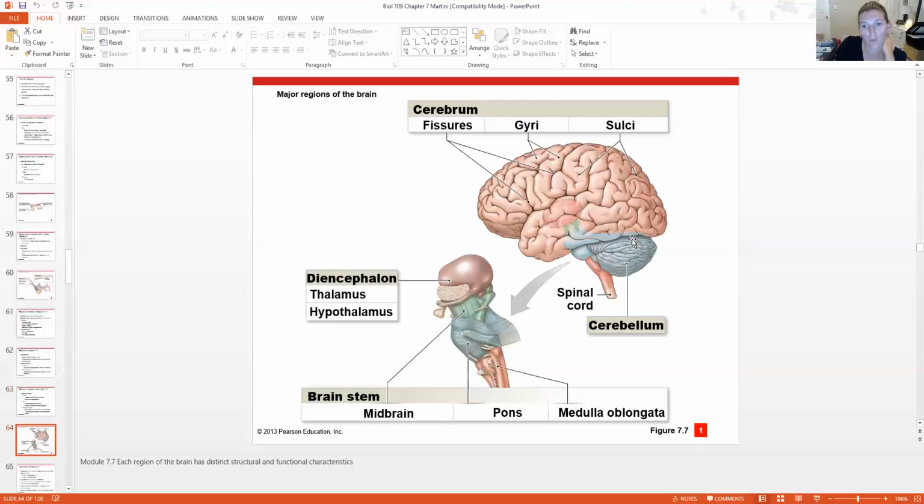Here's the cerebellum, that walnut-like structure, the spinal cord, medulla oblongata, pons, and midbrain all up in there. And then the diencephalon, which is the thalamus and hypothalamus. You can't see that from the outside because it's all covered by the cerebrum.